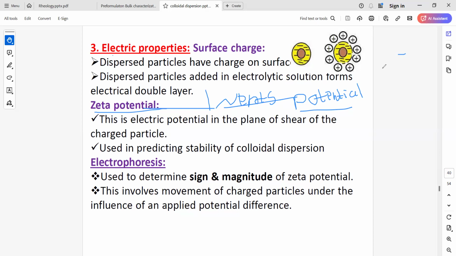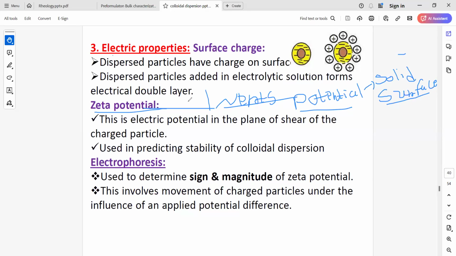Nernst potential, what you have to remember, the term is for the solid surface. If you have read the definition, it is regarding the solid surface, the potential of the solid surface. And in case of zeta potential, yes, it is electrokinetic, while Nernst potential is electrodynamic.